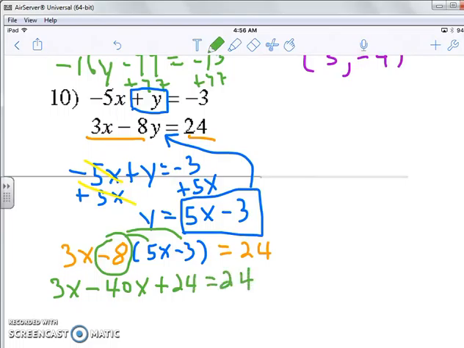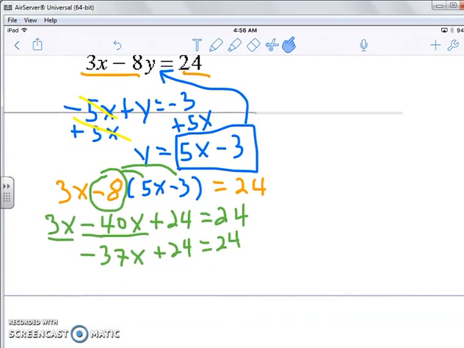You might notice something here and shortcut to the answer. We're going to follow good math at this point. We're going to combine our two like terms. 3x minus 40x is negative 37x. Well, that sounds terrible. But when I continue to solve for x and I subtract 24 from both sides, we get negative 37x equals 0. So x is 0.